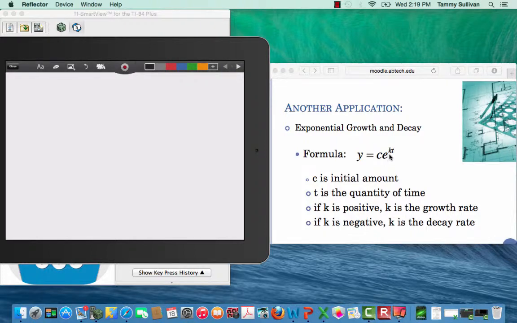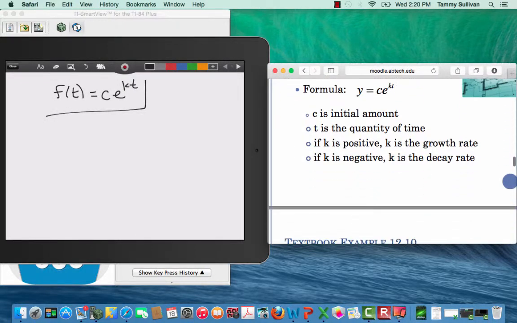The k up here is going to be nice when you write it in the base e format, because you can actually see whether you've got a growth rate or decay rate. If k is positive, it's a growth rate. If k is negative, it's a decay rate. And then t is the quantity of time. You can also write it as f of t. Same concept.